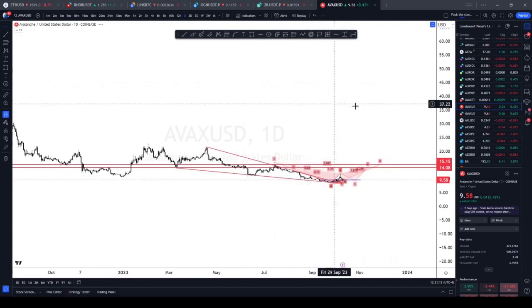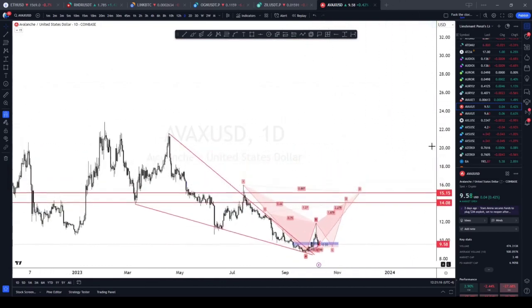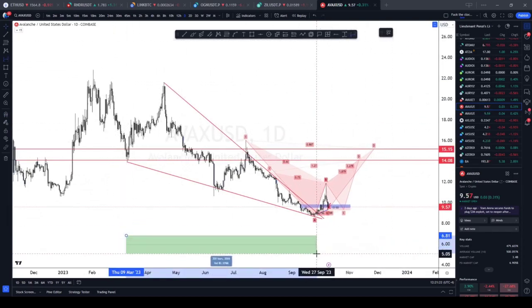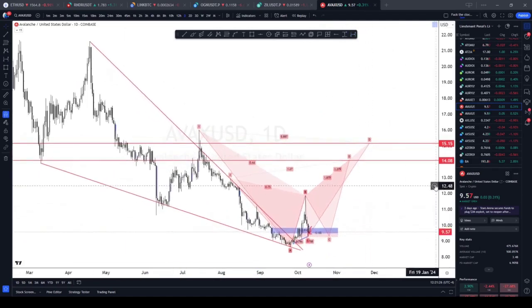We got a falling wedge breakout. See how many months this was long on AVAX that we finally broke out of. So about a 200-day falling wedge that AVAX broke out of.